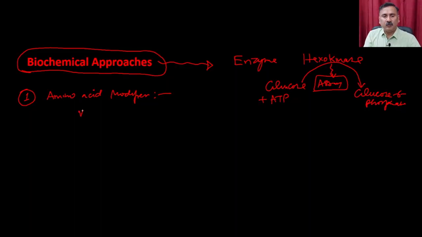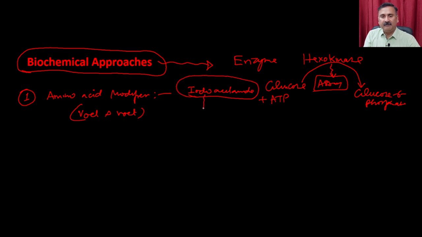And there is a list of amino acid modifiers which you can go through in White and White and other biochemistry books. What they do is they modify the groups, for example iodoacetamide, okay? So iodoacetamide is an amino acid modifier, right? And it is going to modify the cysteine residue, right? So if you treat the hexokinase, what you do is you take the enzyme and treat it with an amino acid modifier.